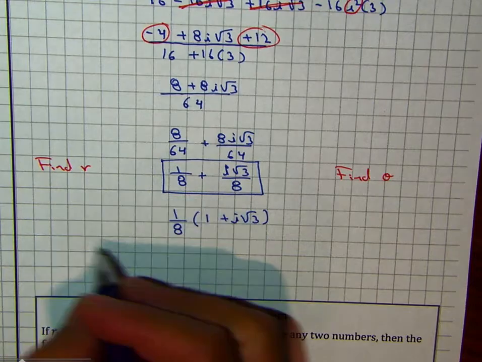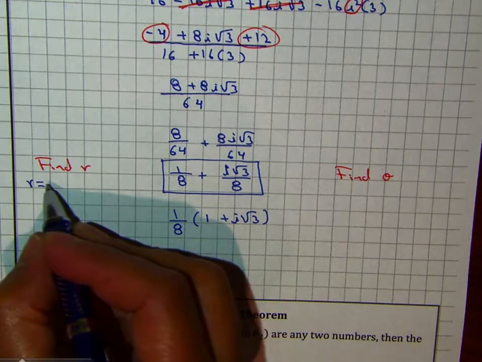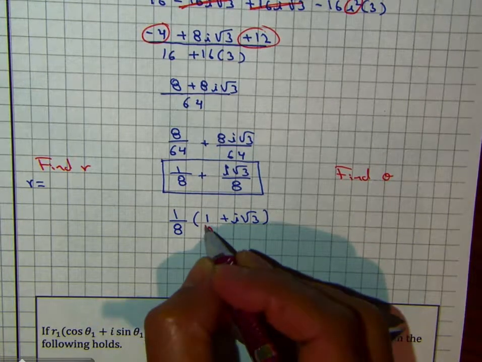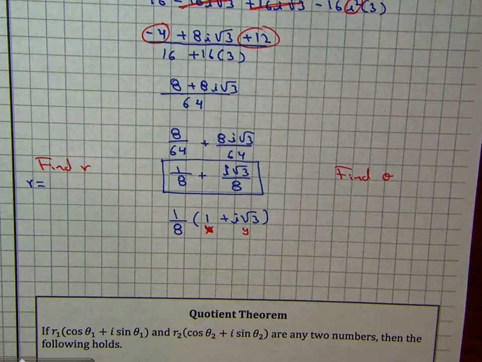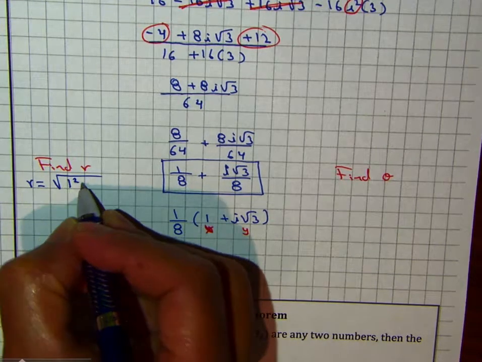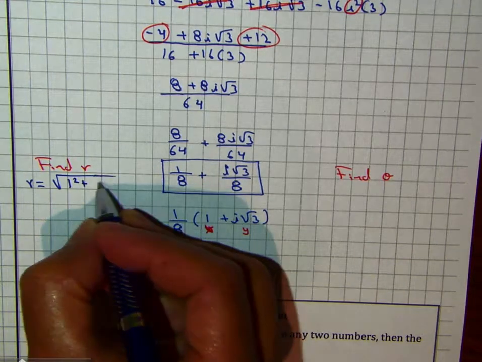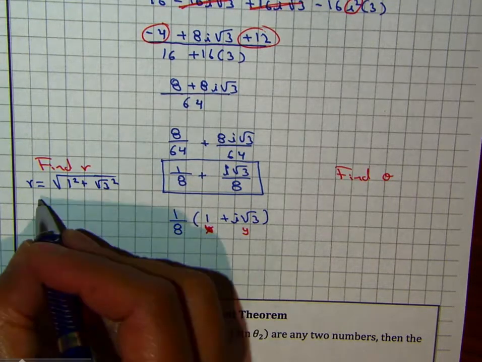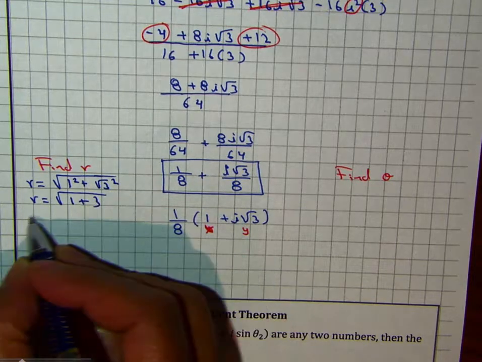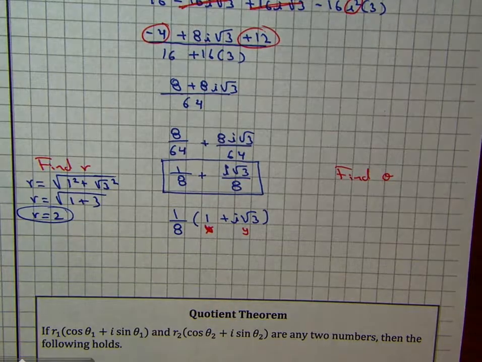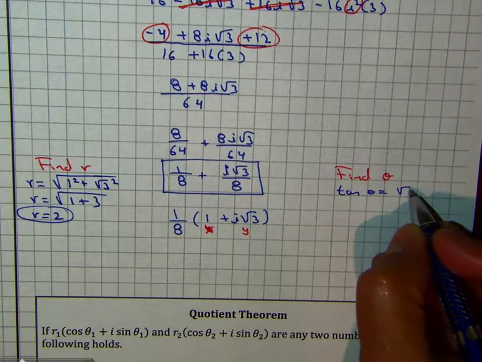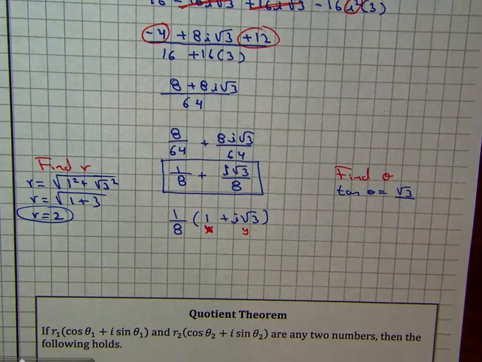R is your resultant, so R equals the square root. I'm only using this part, this is x and y. So this will be 1 squared plus square root of 3 squared, not the i. So R equals the square root of 1 plus 3, and the square cancels, so R equals 2. And to find your angle, tangent of theta will be y over x, so it will be square root of 3 over 1, which is square root of 3.